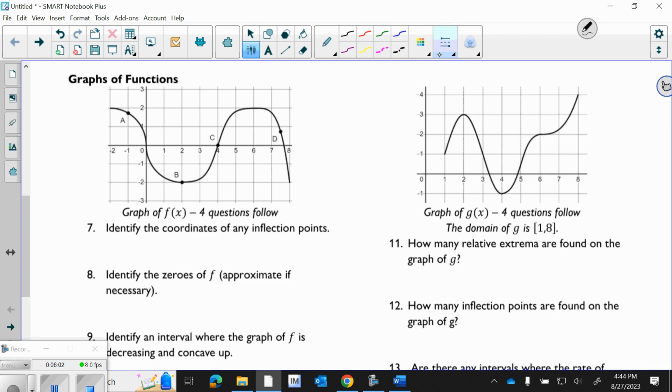So I would say the coordinates, that includes both your x and y, would be (0, 0) as a point of inflection, and the other point of inflection would be at (4, 0).